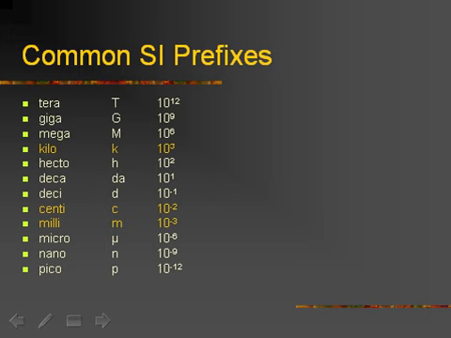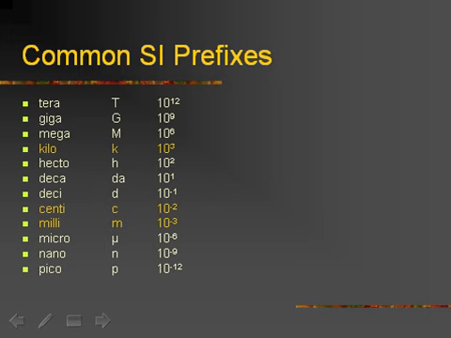Now what a prefix does is allows you to take a large amount of a unit and express it using a smaller number. For instance, we could say that I live 5,000 meters from the school, but rather than say 5,000 meters, we would say 5 kilometers from the school, and a kilometer is equal to 1,000 meters.